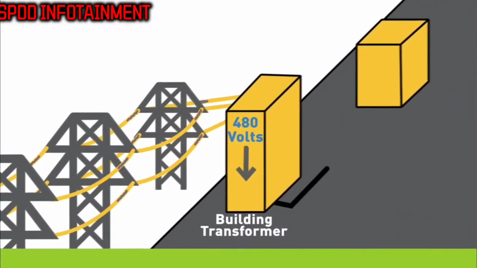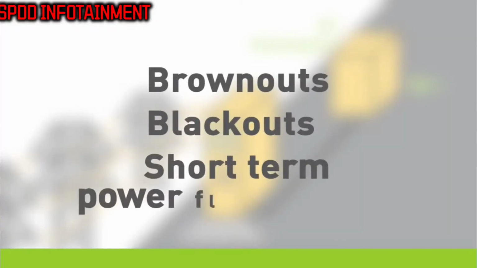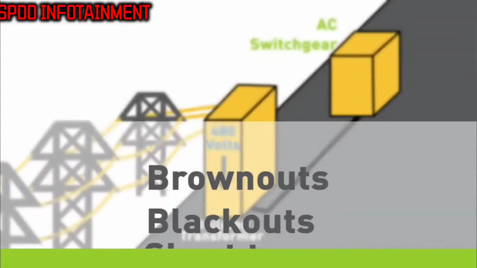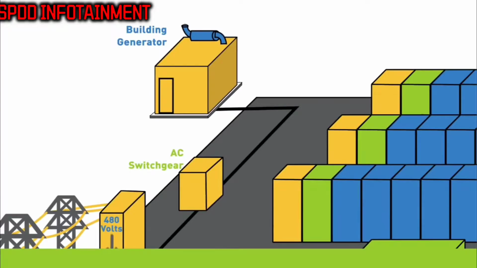The power then passes from the transformer through an automatic transfer switch or switches. The purpose of this switch is to sense when sufficient power is no longer coming from the utility due to brownouts, blackouts, or short-term power fluctuations. If the utility power is interrupted, the automatic transfer switch will signal the backup generators to turn on. The generators will start powering up to deliver electricity for the data center equipment.